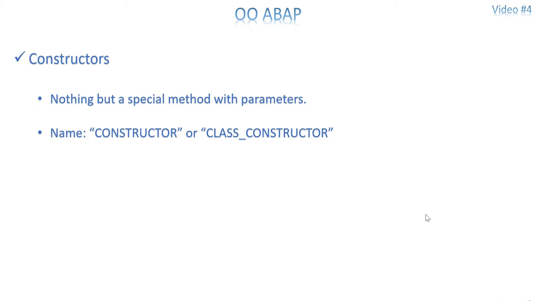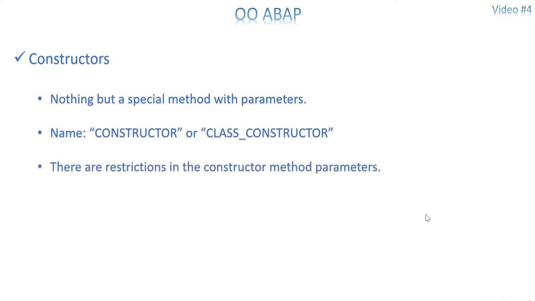In a local class, you have to write the constructor method yourself, but in SE24 you have an option to select or create a constructor through a few mouse clicks. Then it automatically creates a method with the name constructor or class constructor. There are some restrictions on the constructor method parameters. Normally a constructor is okay to receive values, but it won't send any returning parameter. It won't send anything back to the method where it is called.